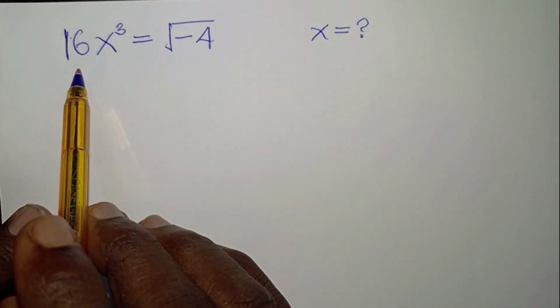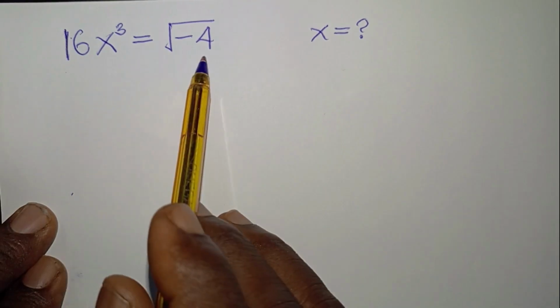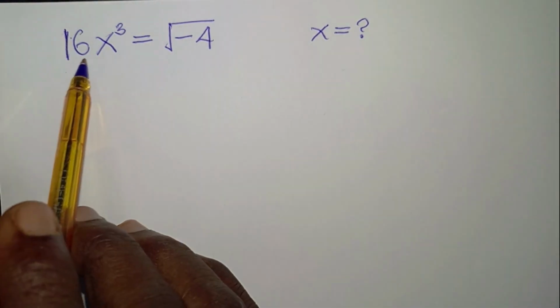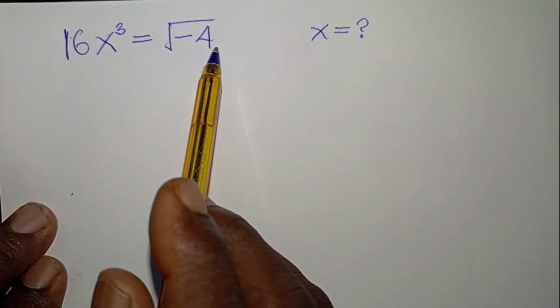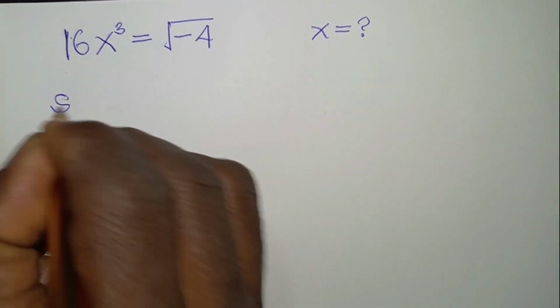Hello, welcome. Let's look at the solution to this beautiful equation. We have 16x to the power 3 equals square root of minus 4. Find the value of x. Let's begin with the solution.